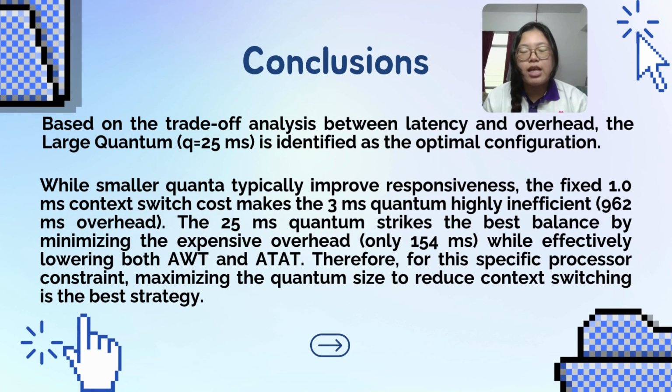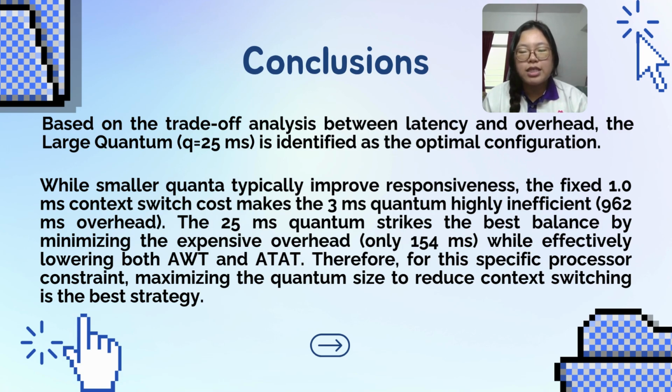To wrap up our study, we looked at the trade-off between latency and efficiency to reach a definitive conclusion. We have identified the large quantum, which is 25 milliseconds, as the optimal configuration for this specific processor constraint. Our reasoning is based on the significant impact of the 1 millisecond context switch cost. While a 3 millisecond quantum might theoretically improve responsiveness in other systems, here it proved highly inefficient, consuming 962 milliseconds in overhead. The 25 millisecond quantum strikes the best balance.